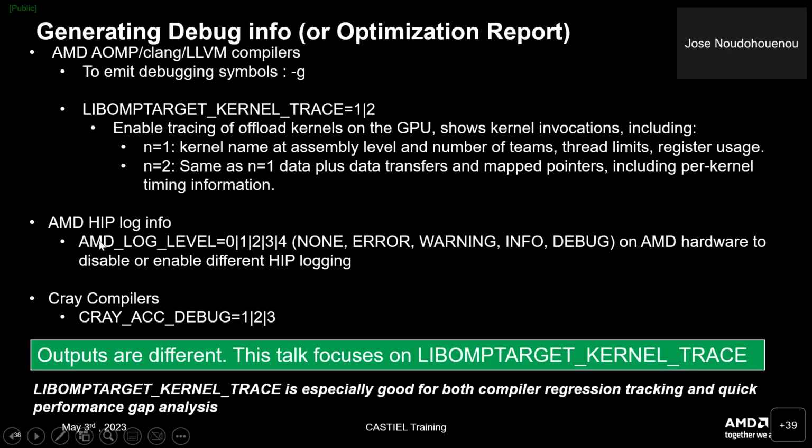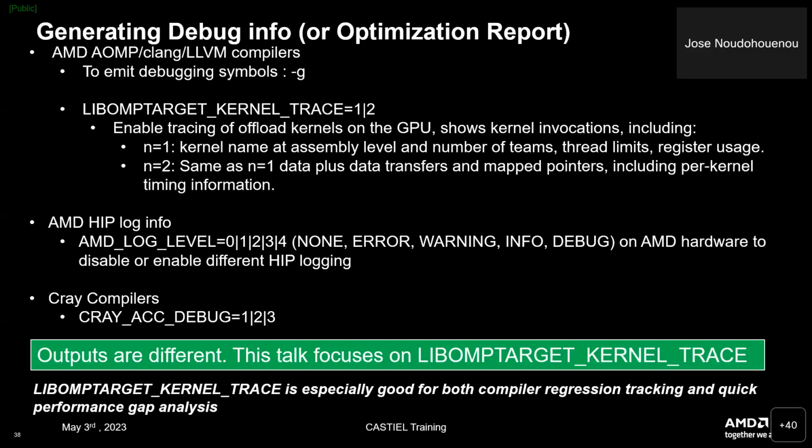For compilers that use a HIP backend, such as the Cray compiler sometimes does, you can set the variable AMD_LOG_LEVEL from 0 to 4 to get debug information, to know what the compiler is doing in the backend of your application, and to collect all this data in order to further optimize your code. You can use this variable as well. Now, the variable CRAY_ACC_DEBUG is specific to Cray compilers, and you can set that to 1, 2, or 3, and it will give you another report as well.